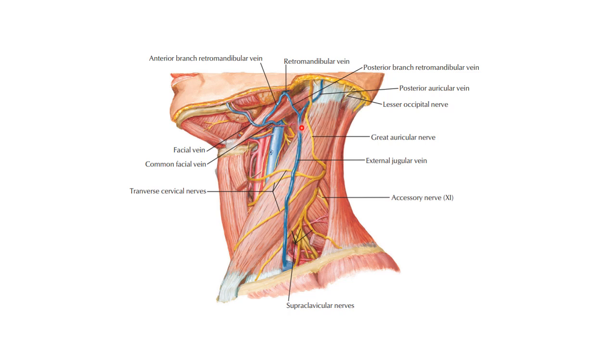The external jugular vein, again, is superficial to the sternocleidomastoid, whereas the internal jugular vein, which is contained in the carotid sheath, is deep to the sternocleidomastoid. This has important implications when you are going to perform your catheterization of the internal jugular vein. The landmark will be the sternocleidomastoid muscle.